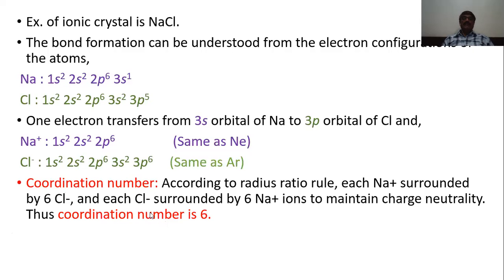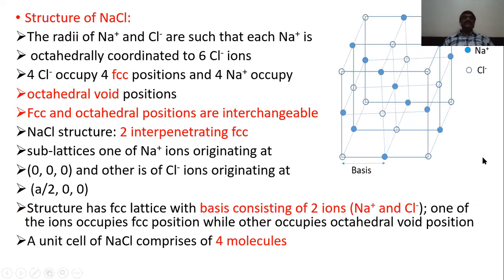In order to maintain charge neutrality, the Cl minus is surrounded by six Na plus. In this way, for both positive and negative ions, each ion has a coordination number equal to six. Now, let us move to the structure of NaCl crystals. It has been observed that each Na plus has six Cl minus, and Cl minus has six Na plus.